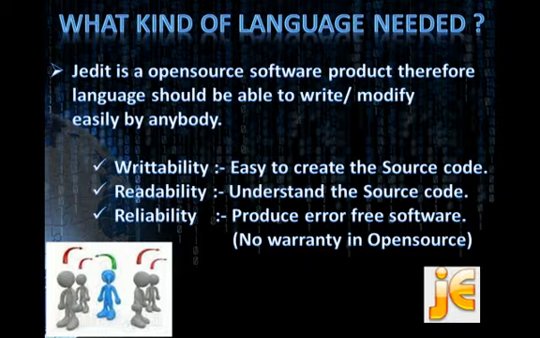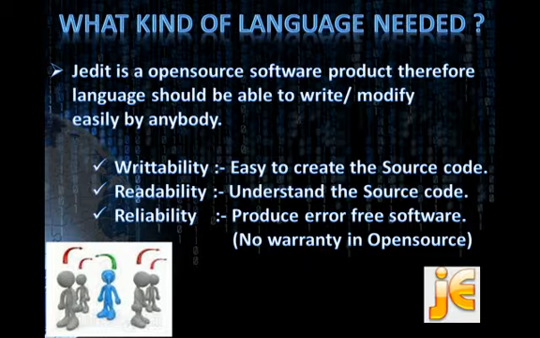First one, writability. Writability is a key factor for open source software. It allows the source code to be created in a very easy manner. There is no need to go through many books, and it makes programming easy and quick. So this will also reduce the time.